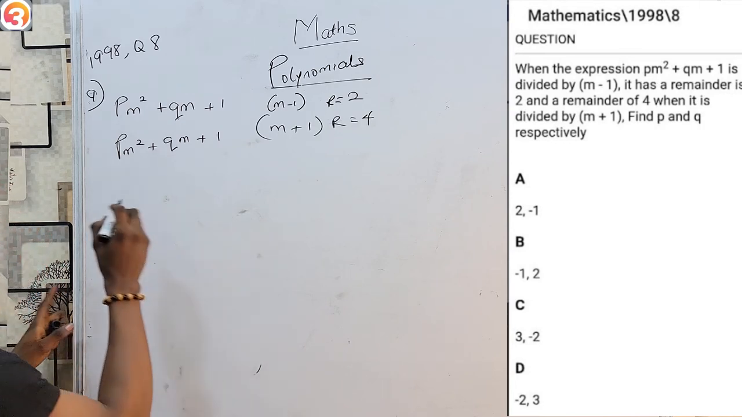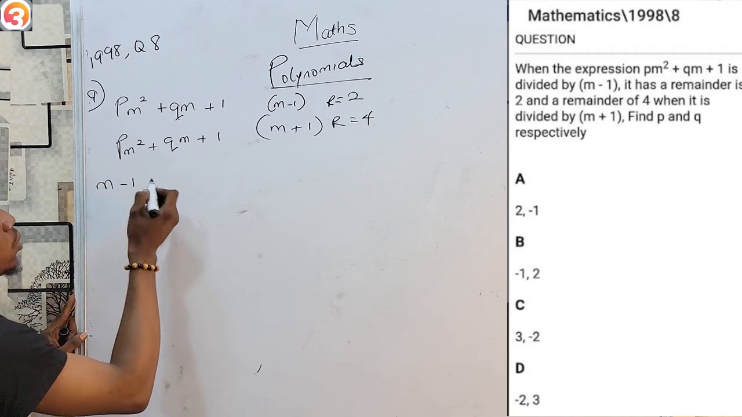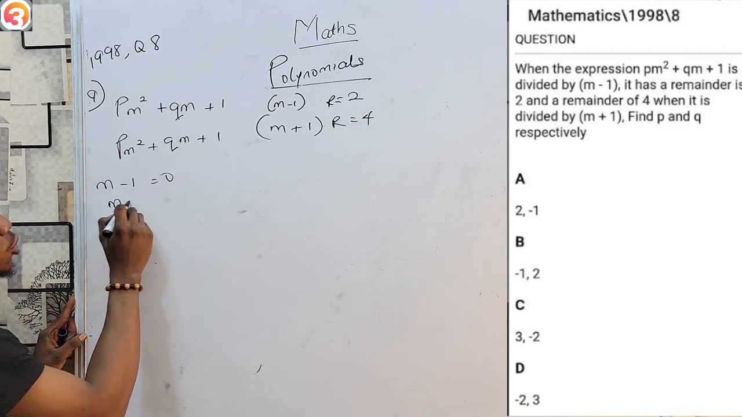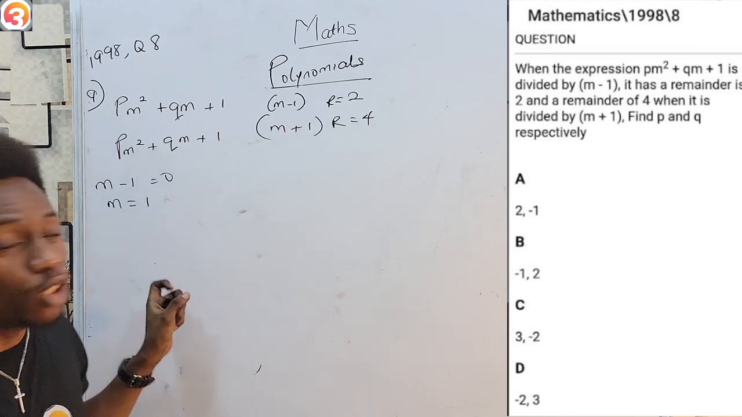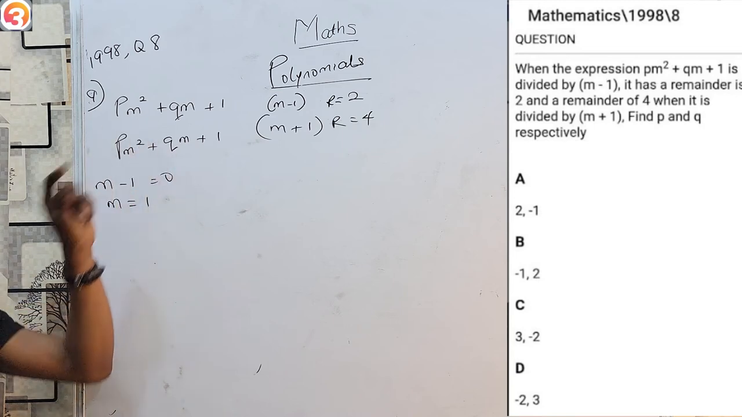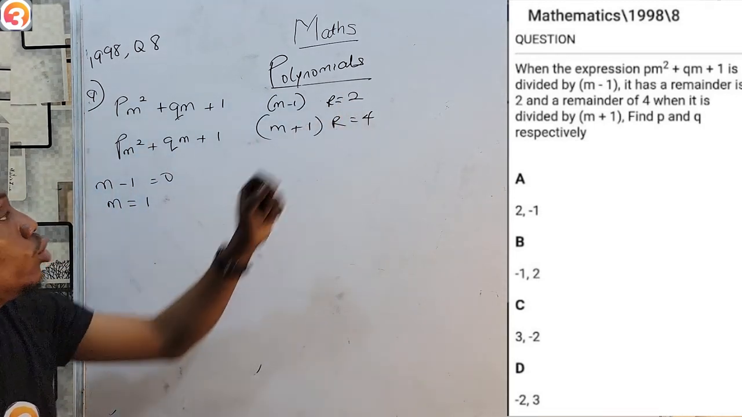Well, let's start with m minus 1. m minus 1 equals 0. That must mean we are testing with m equals 1. But because I need it as a remainder, instead of getting 0 when I put in 1, it must be equal to 2.